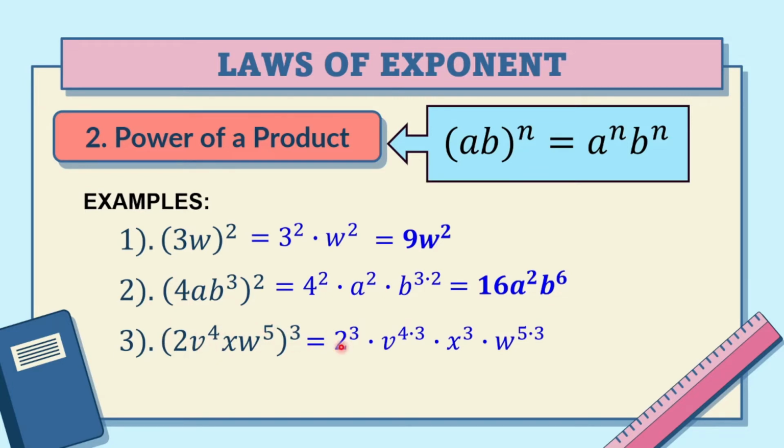Okay, so ito si v naman. We have v raised to 4 times 3. Then next, we have x, so magiging x cubed siya. Then w, copy natin si w raised to 5, then times 3.